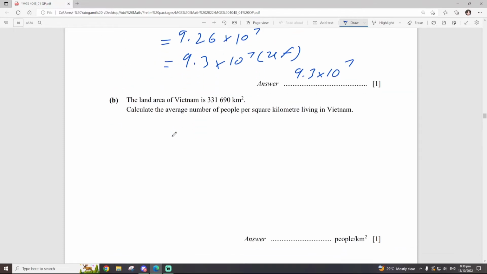The land area of this, calculate the average number of people living per square kilometer. For this, I will use the exact 9.26. So people living per square kilometer, so that is 9.26 times 10 power 7 divided by 331690. Okay. And this one should be given in 3SF. So this is 279 to 3SF. Okay.